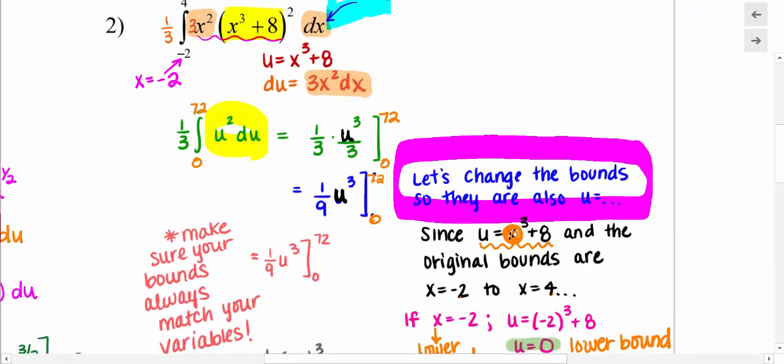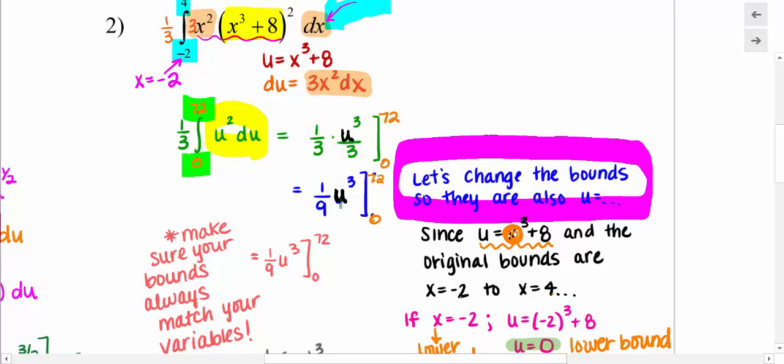What I have to make sure of is that if I have a definite integral and I have an integral in terms of x like I do in the beginning antiderivative, my bounds then are x's. But as soon as I change and I now have an integral all in terms of u, my bounds have to also be u's. Okay? So I can change my bounds accordingly.